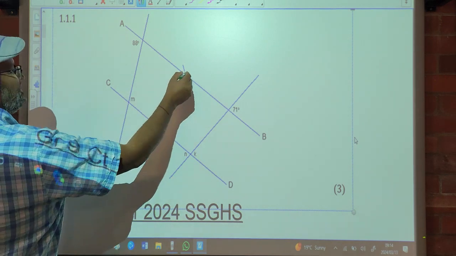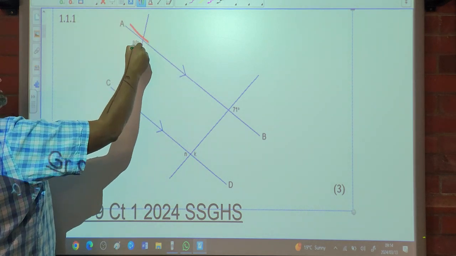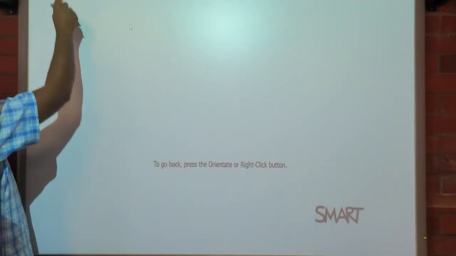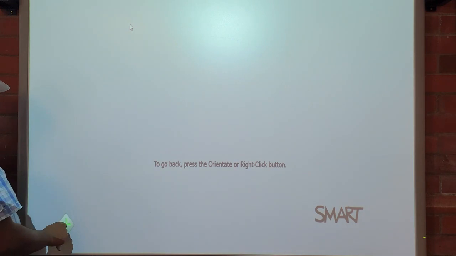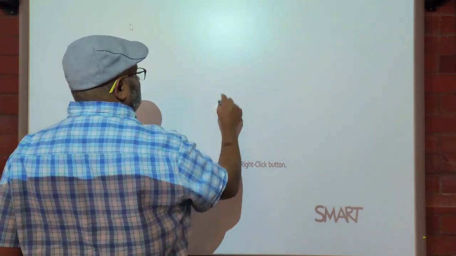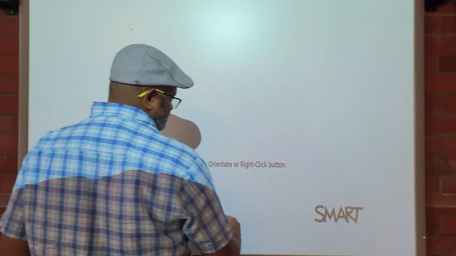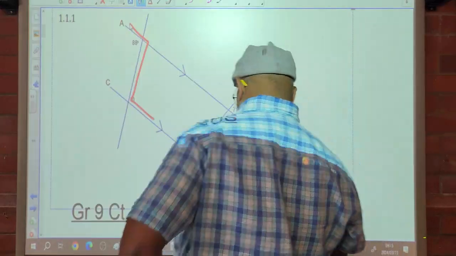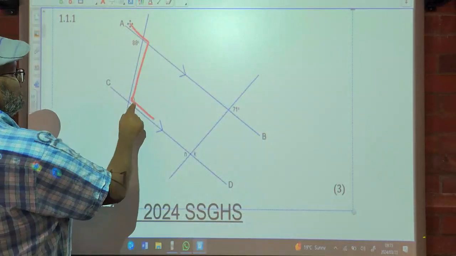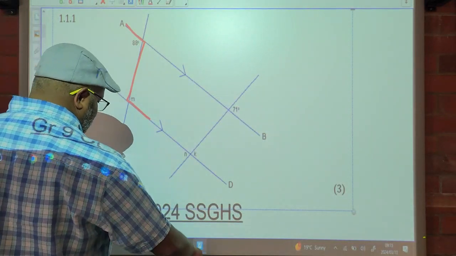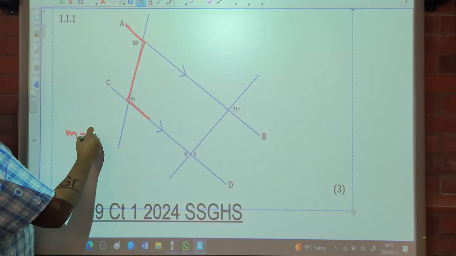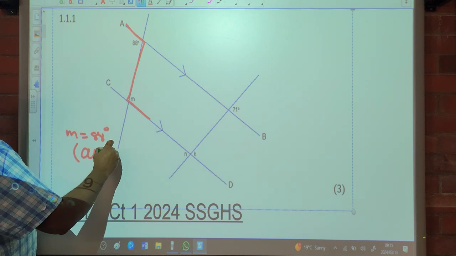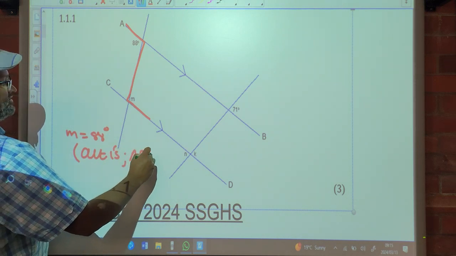So these lines are parallel. So to calculate m, I'm going to use alternate angles. So m is equal to 88. Why? Alternate angles with AB being parallel to CD.